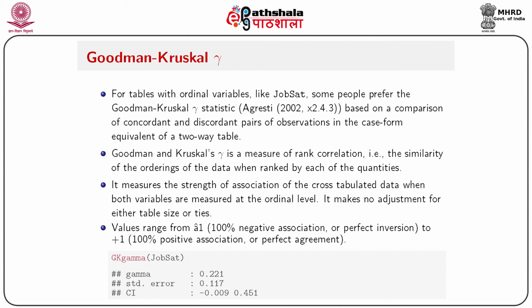For -1 it is perfect disagreement, for +1 perfect agreement. So the job set is one of the data that has the ordinal factors available, where the table was created by 2 ordinal factors. That can be passed through the GKgamma function. It will give you the gamma value, which is 0.221, which is of course a positive association but not very strong. The confidence interval is also given, that is -0.09 to 0.451. This is not at all significant.